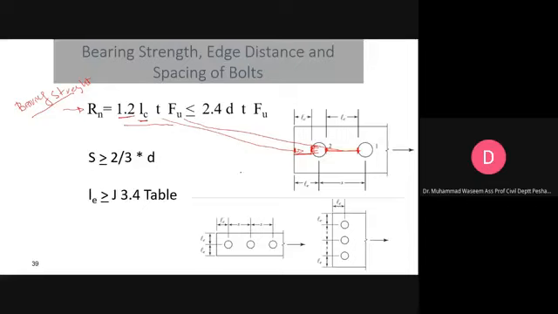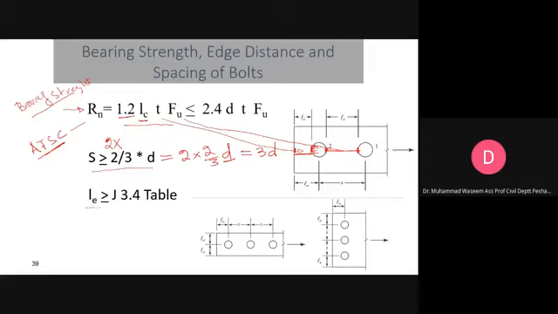The center to center distance of fasteners is specified by AISC, and is also recommended by AISC. This distance between the fastener centers should be, there is a number I have missed, 2/3 of D. What is D? Diameter of the bolt. Or most of the time it says that it should be equal to 3D, the center to center distance between the fasteners.